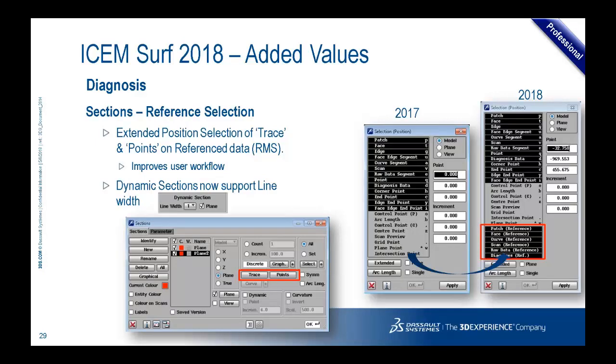Okay, we've made some improvements to the sections command. In previous releases, if you were using Reference Manager, the only way you could actually click onto the reference geometry for producing a section would be in the graphical mode here. What we've done now is we've added the trace and the points options as well, so that now when you are selecting your geometry in either of these options for defining a section, you can then pick on the reference geometry. So you don't have to import it into your session anymore. You can actually do it directly from the Reference Manager information.